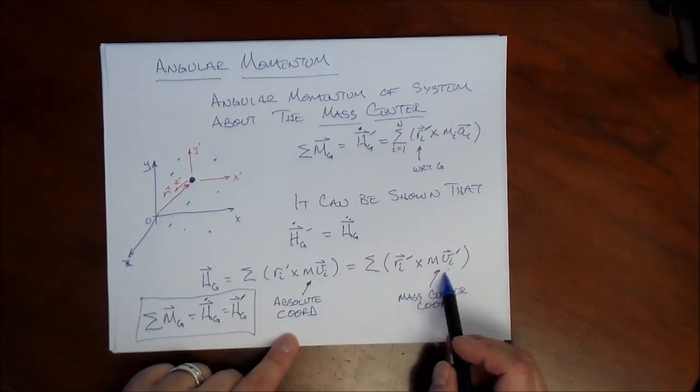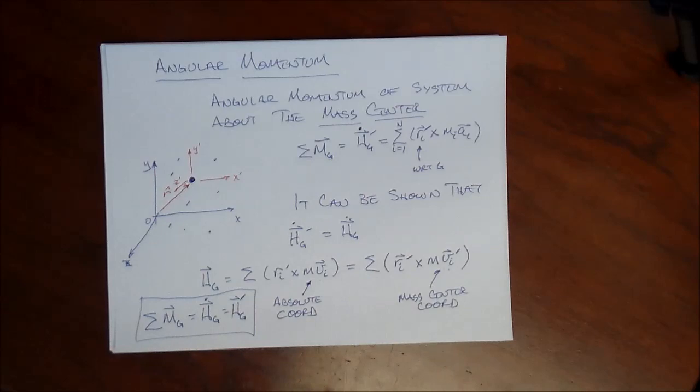And whether you choose this one or this one all depends on what information you would have at hand. Do you know velocities with respect to the absolute frame or with respect to this moving frame attached to the mass center? You have a choice. You can use either one.